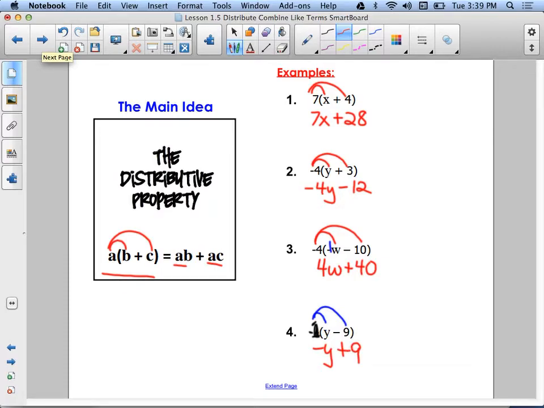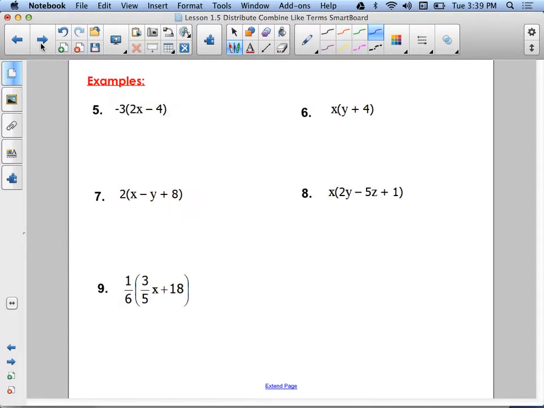All right? So the key with the distributive property is to take whatever is on the outside of the parentheses, A in this case, and multiply it by everything inside the parentheses. So we get A times B and A times C. So let's do some more examples. So looking at number 5, we want to distribute the negative 3 across the 2x and the negative 4. So negative 3 times 2 is negative 6. That'll be negative 6x. Negative 3 times negative 4 is positive 12. Done.